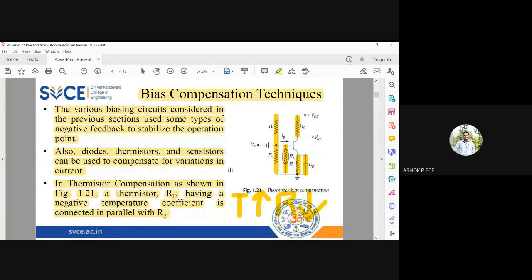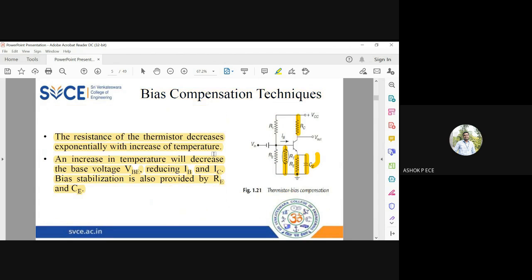So you have devices in both ways, where the resistance will increase with temperature or the resistance will decrease with temperature. Here I am going to use a thermistor which is going to have a negative temperature coefficient. Negative temperature coefficient means as the temperature is going to increase, the resistance value will decrease. And where I am putting this RT, I am putting this RT parallel to R2 in the base side. So now when my temperature is going to increase, this RT will decrease.